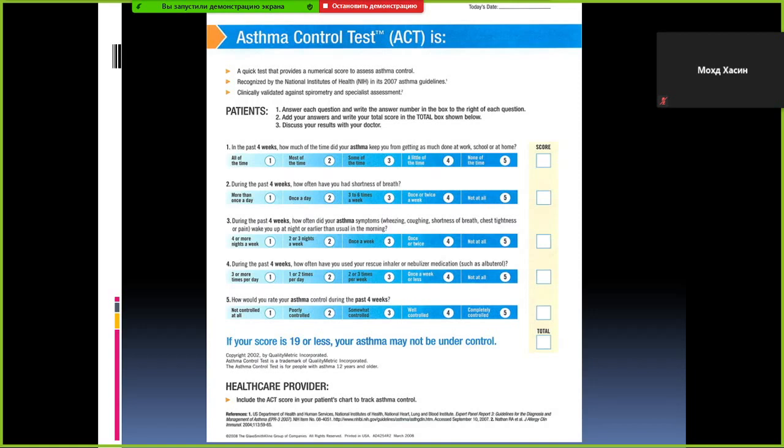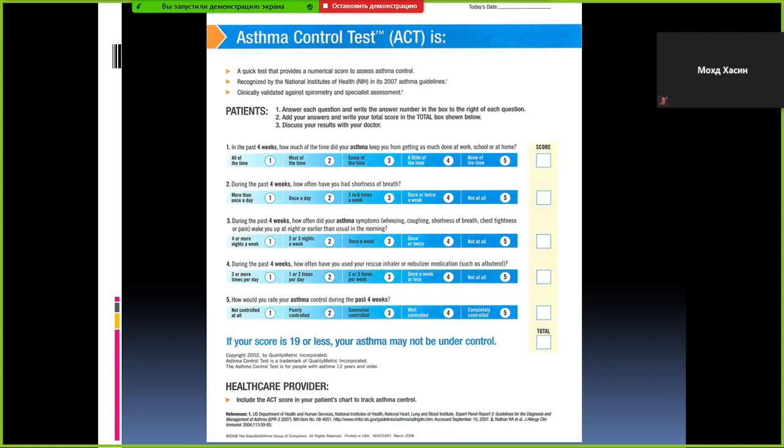For example, question number 2. During the past 4 weeks, how often have you had shortness of breath? And the patient will answer, for example, once or twice a week, it will be score 4, or not at all, will be score 5. And then we calculate the total score. And if the total score is 20 and more, it is controlled, well-controlled bronchial asthma.